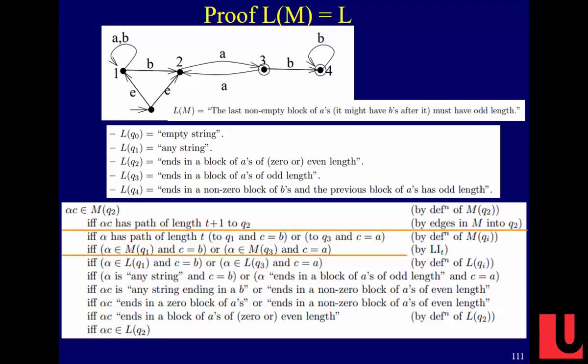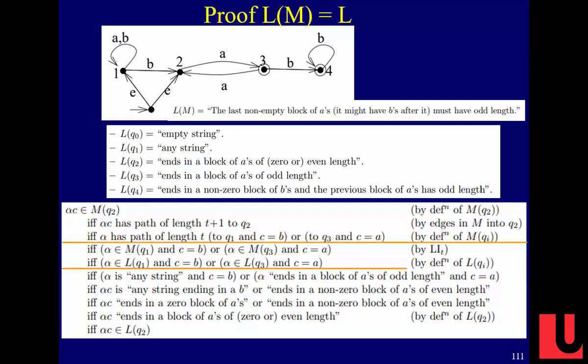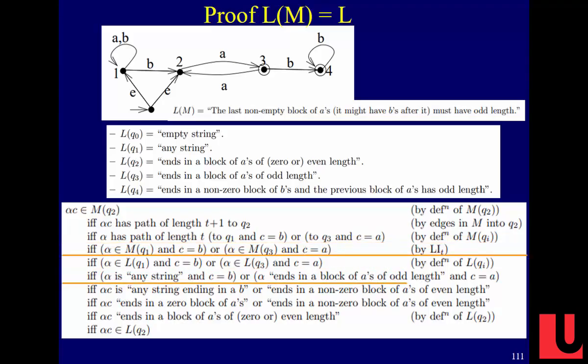All right, we got that. And hence, again, back to the definition of M, alpha is in the M of Q1, or alpha is in the M of Q3. And then we go another step. Well, now, this is the big one. We're using induction. By induction, that means these sets are the same because alpha is of length t. So alpha is in the L of Q1, or alpha is in the L of Q3. Everybody following here? We do it again.